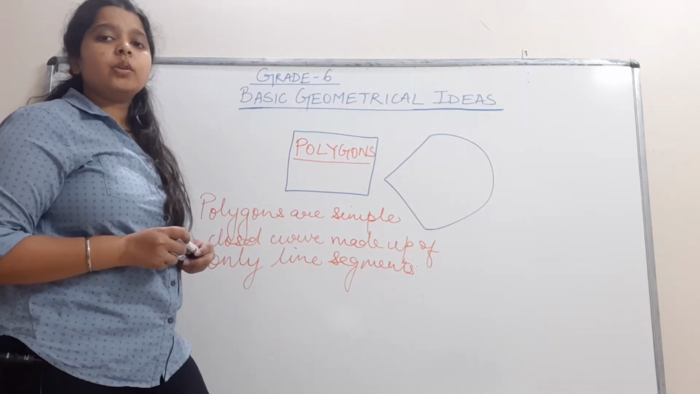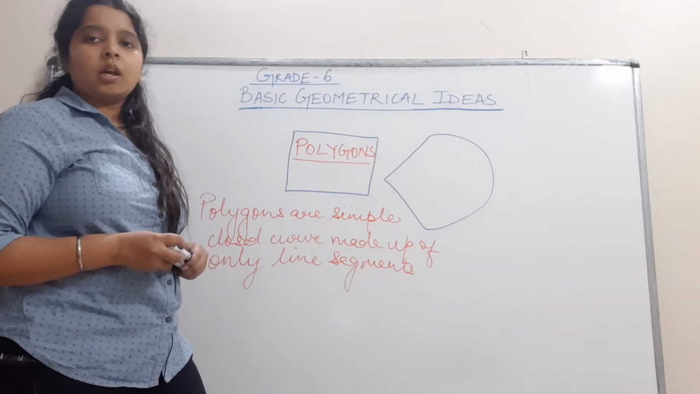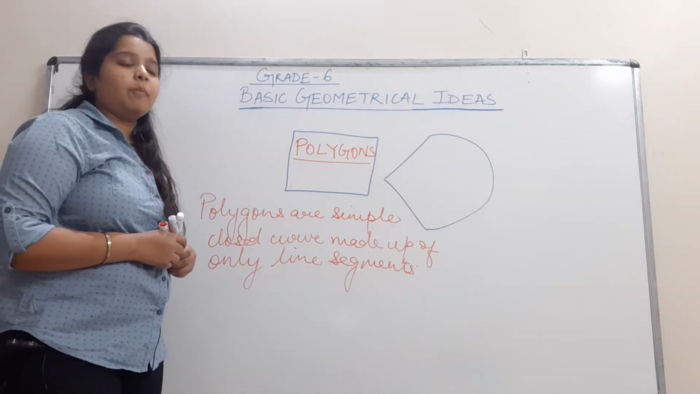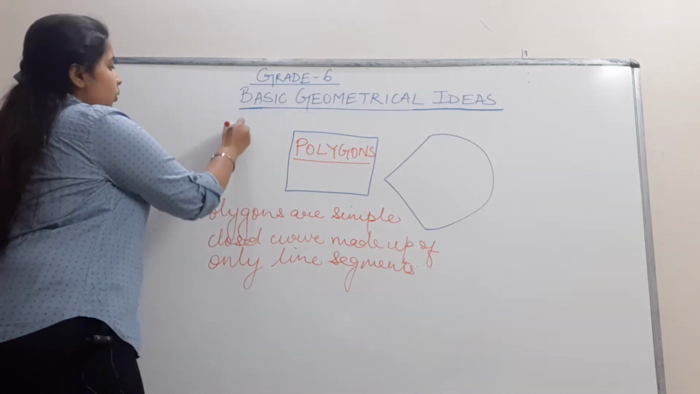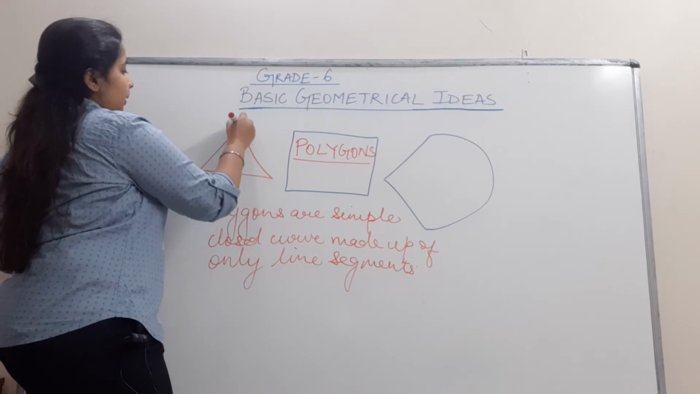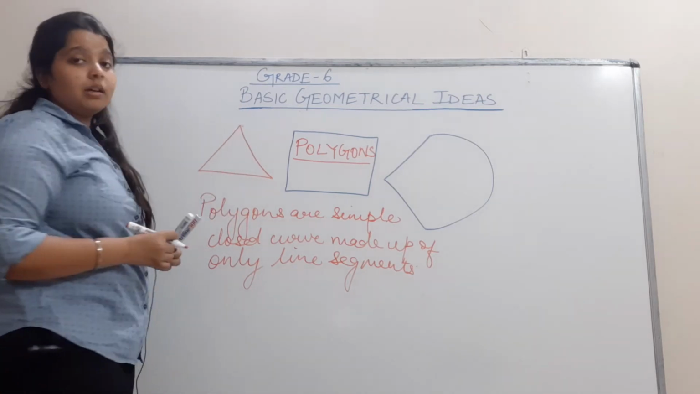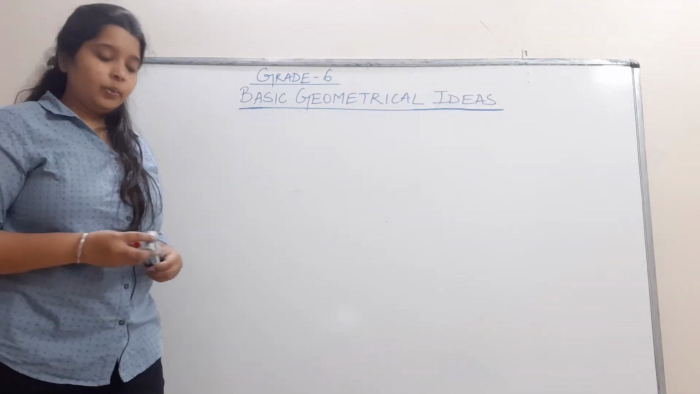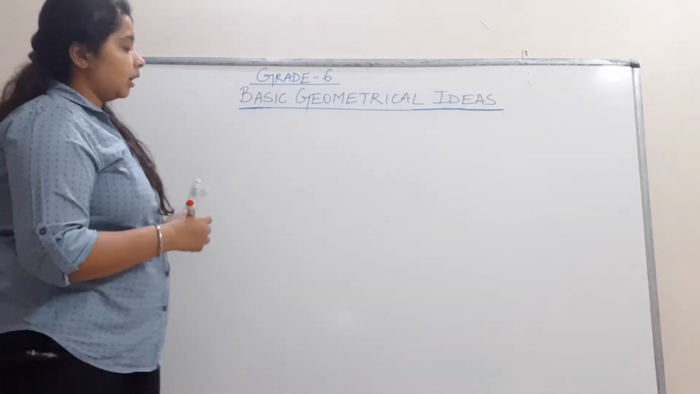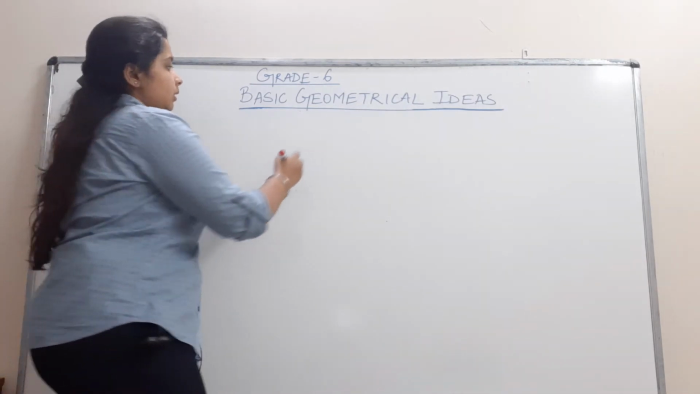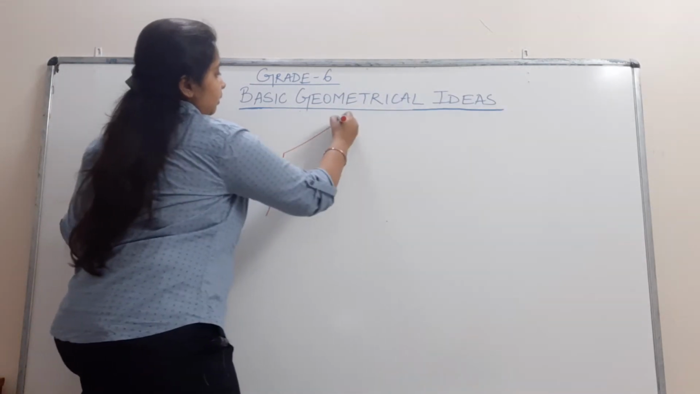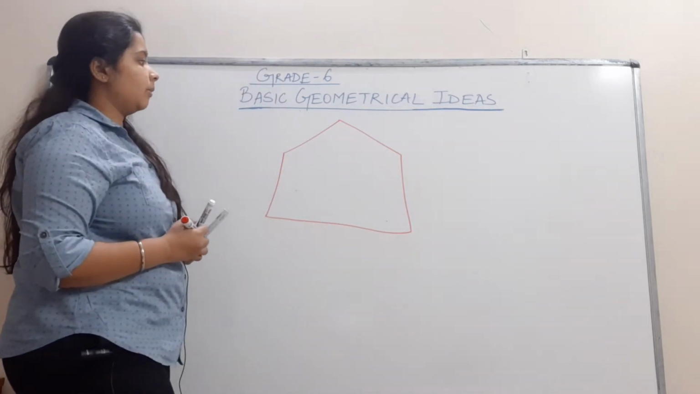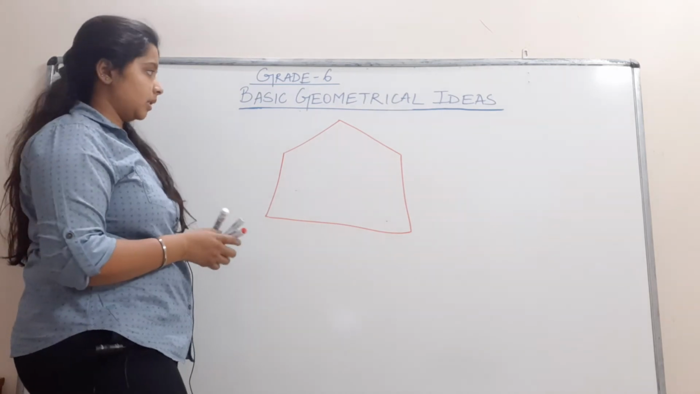Can we make a polygon using 2 line segments? No. So, the minimum number of line segments required to make a polygon is 3, and when those 3 lines are joined to make a polygon, it is known as a triangle. Okay. Now, let's see a polygon made up of 5 line segments. This is a polygon made up of 5 line segments.